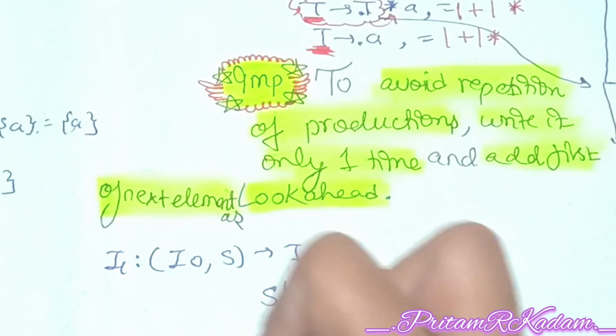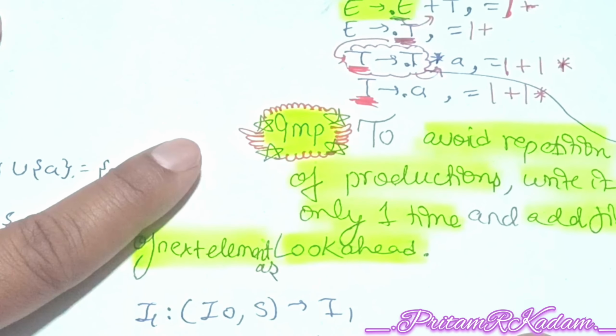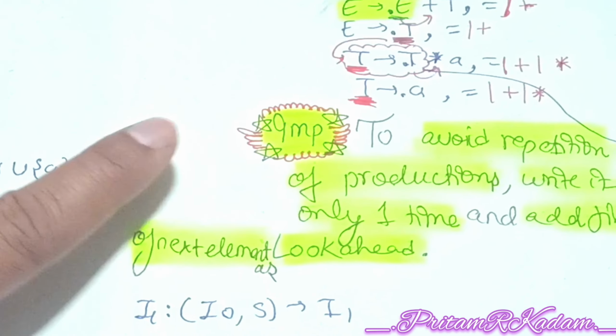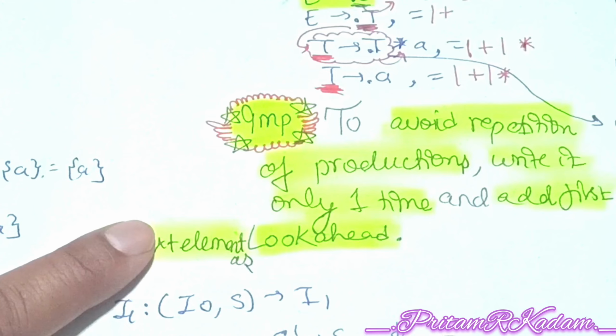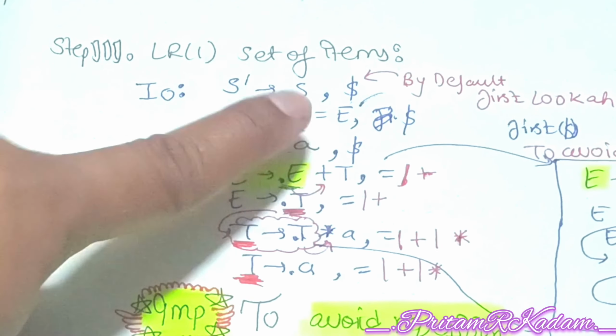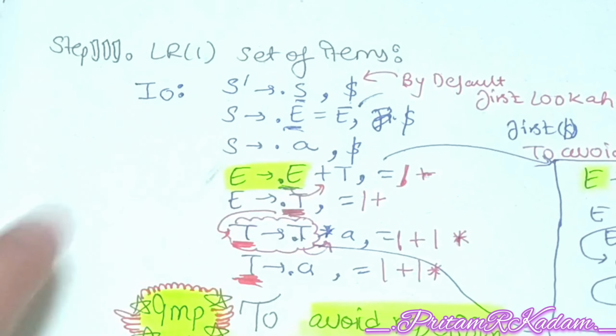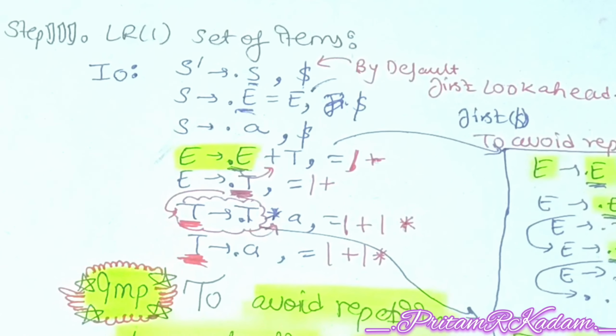So it will be I0 on capital E. So I0 on capital E goes to I2 state, and we will have two productions in this state. The first one, S gives dot E equals to E, and another E production, E gives dot E plus T. So the dot is shifted towards the right from the E in the S production and E production. So we have written the productions with the look ahead. So we will mark a tick over here.